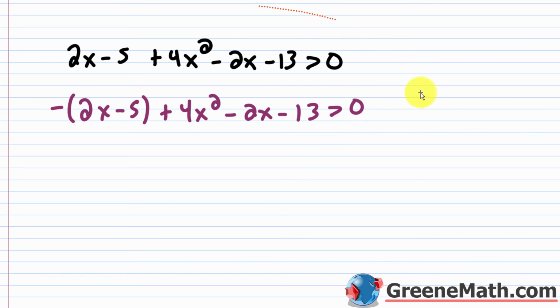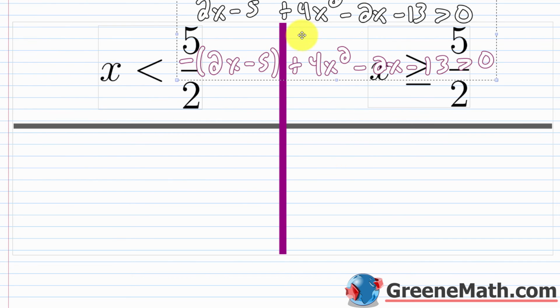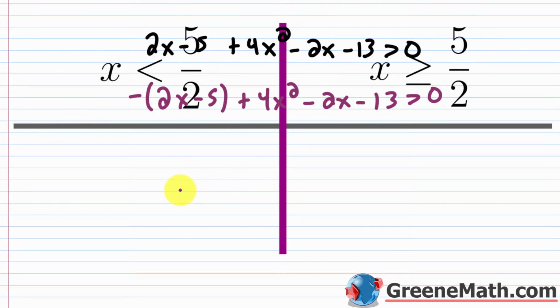Okay, let me grab these both and come down here. I set up a little table already. Don't know if this is going to fit, so let me see if I can write it a little bit more neatly. So this one, I'm just going to distribute it. I know it's hard to read right now, but I'm going to write it out here. So negative of 2x minus 5, that quantity, that's negative 2x and then plus 5. And then you have plus 4x squared, and then minus 2x, and then minus 13 is greater than 0.